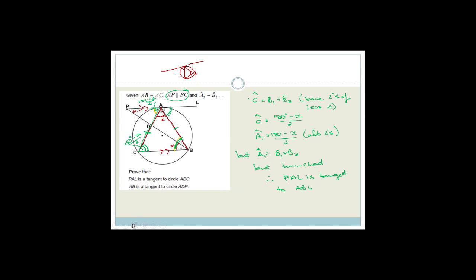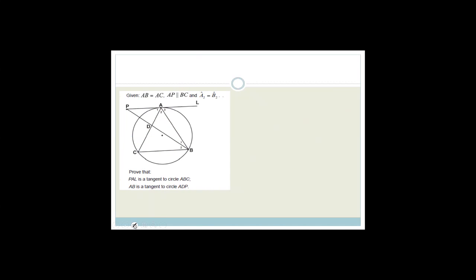Maybe I did. Let me just erase everything and show you what I did. Let's erase all ink and change to a different color. What I said was that we know that this is X and that is X, and that really doesn't help us at the moment. But what we do know is that this line here is equal to this line here, which means that this angle here has to equal that angle there. So we can say that angle C is equal to angle B1 plus B2. Why? Because they are base angles of a triangle.